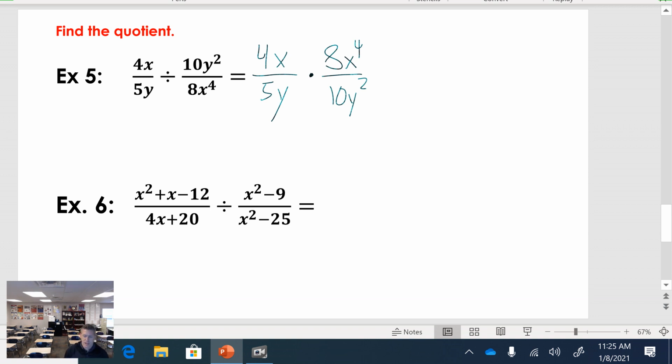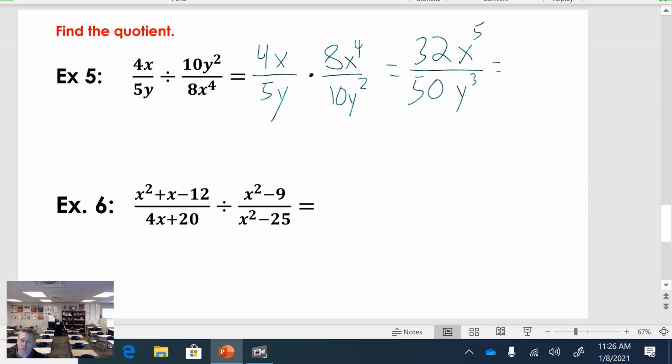Now that you've done that, you solve it like we did in part 1, when we worked through our products. So in this case, we've got 4 times 8, so we know that's 32. X and then x to the 4th means that we have x to the 5th. On the bottom portion, the denominator, we have 5 times 10, which is 50. And then we've got y and then a y squared, so we've got y to the 3rd.